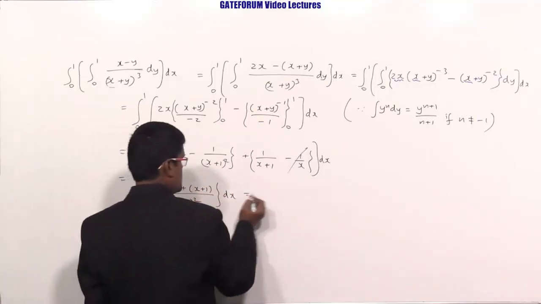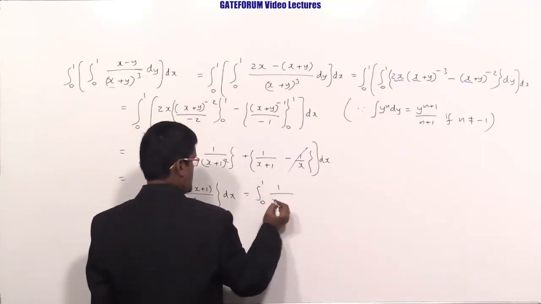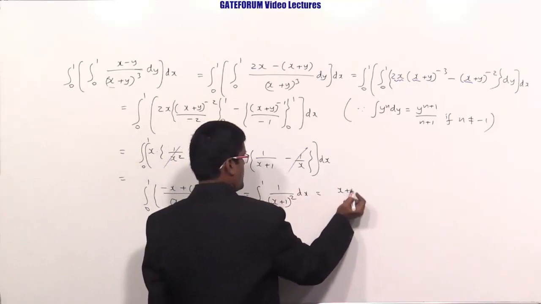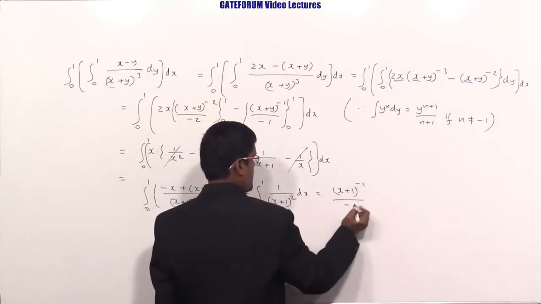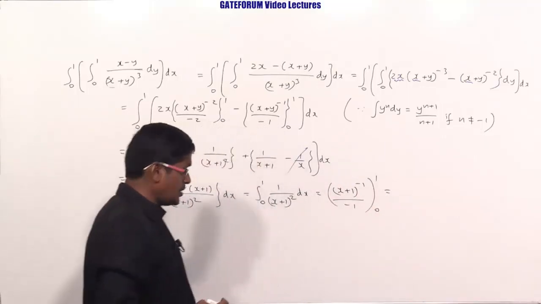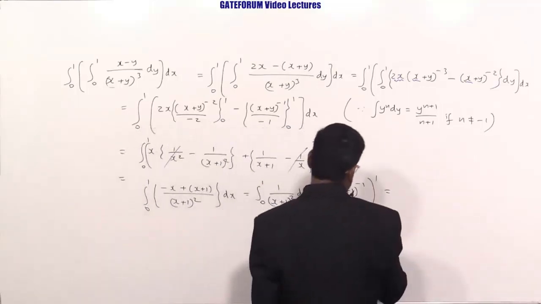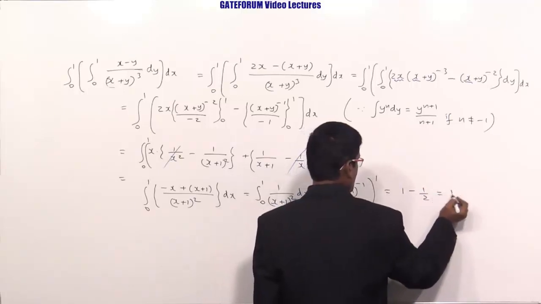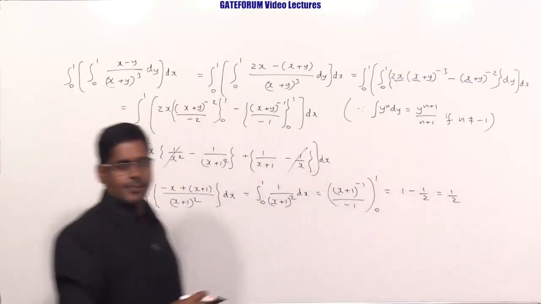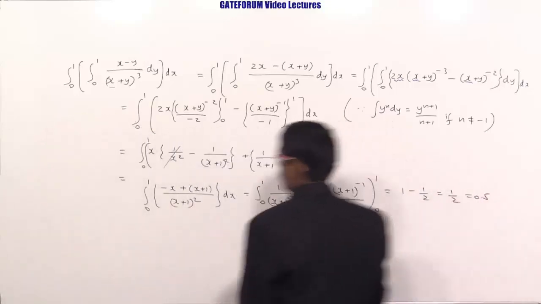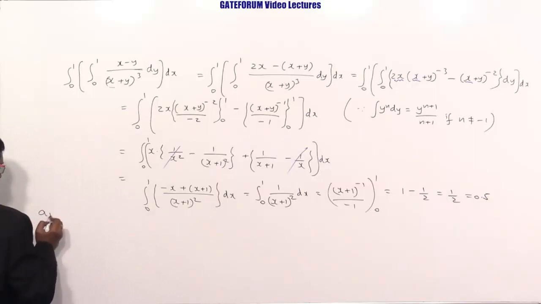Now finally this is integral 0 to 1 of 1 by (x plus 1) whole square. So this is (x plus 1) whole power minus 1 by minus 1 between the limits 0 to 1. So this simplifies to 1 minus 1 by 2, that is half. That means 0.5.